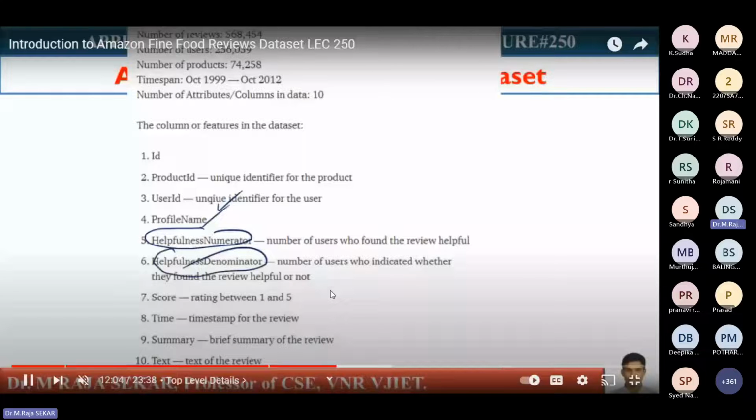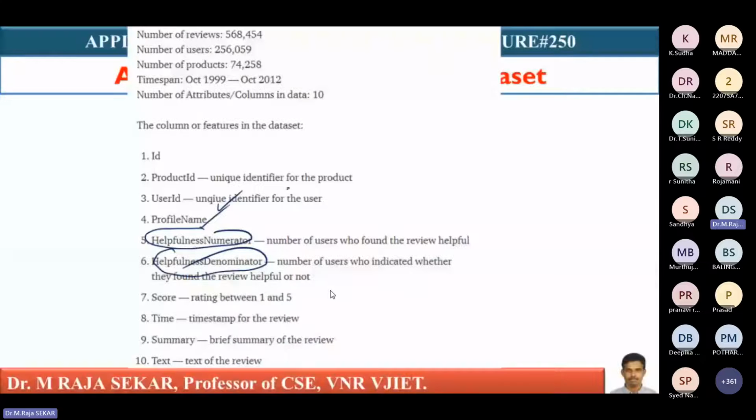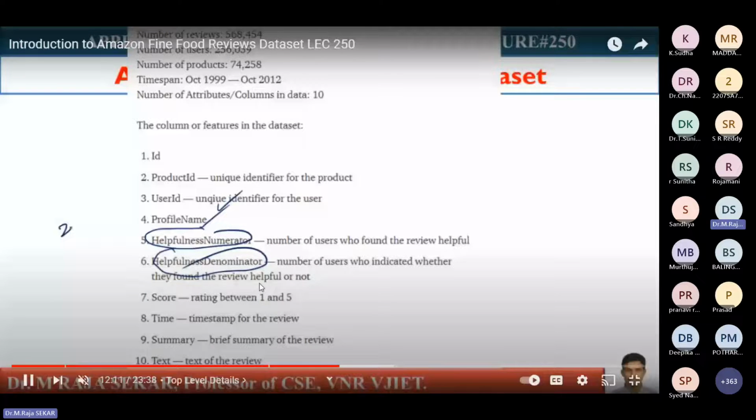Helpfulness denominator means number of users who indicated whether they found the review helpful or not. Means for helpful denominator, both types of people will come. There may be people who say this particular review is helpful, and they may not say also. Both people count. For example, let me assume there are 250 people who said this particular review is useful.